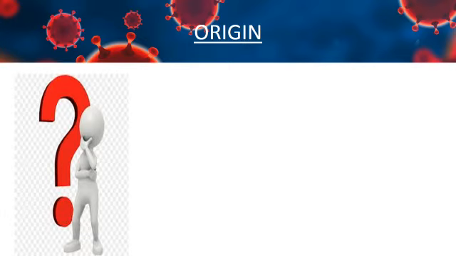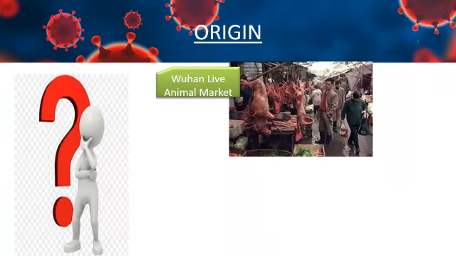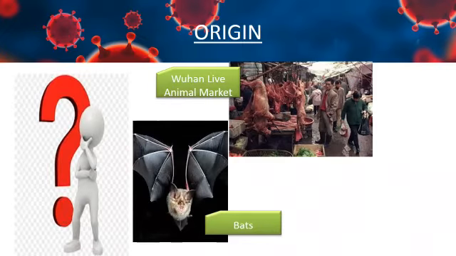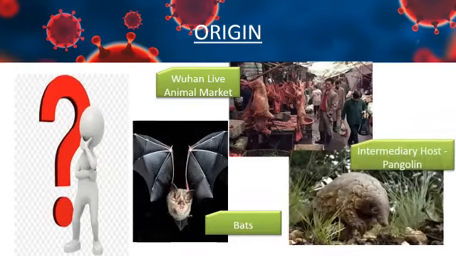So, what is the origin of this novel virus? The scientists haven't found the main reason about the virus's origin, but they suspect that the virus originated from a live animal market in a city in China called Wuhan, from an interaction between an animal and a human. Some scientists say that the virus came from bats, which were being sold in the market. They say that there might be an intermediary host between bats and humans called pangolins.